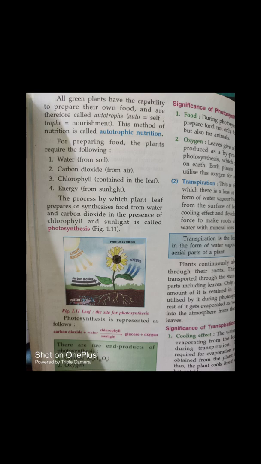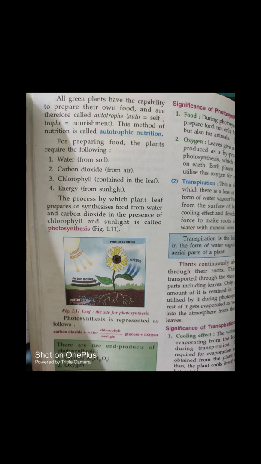All green plants have the capability to prepare their own food. They are therefore called autotrophs. Auto means self and trophs means nourishment. This method is called autotrophic nutrition.